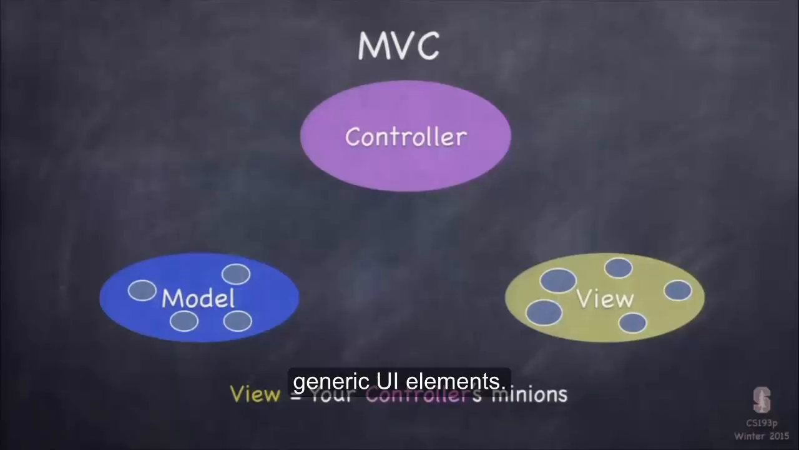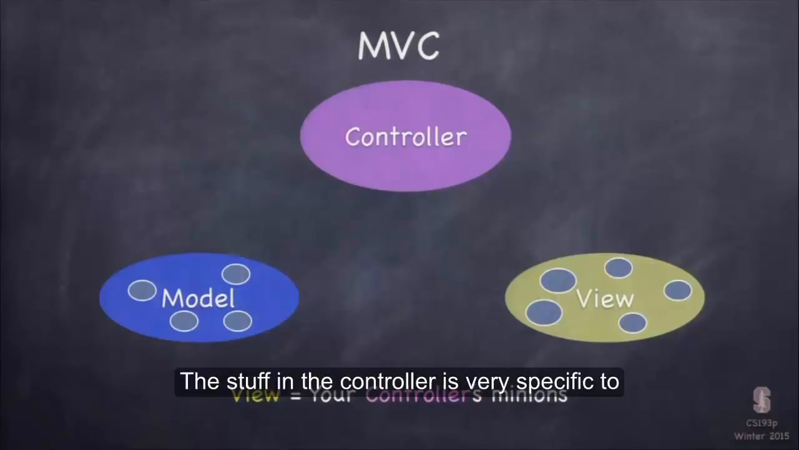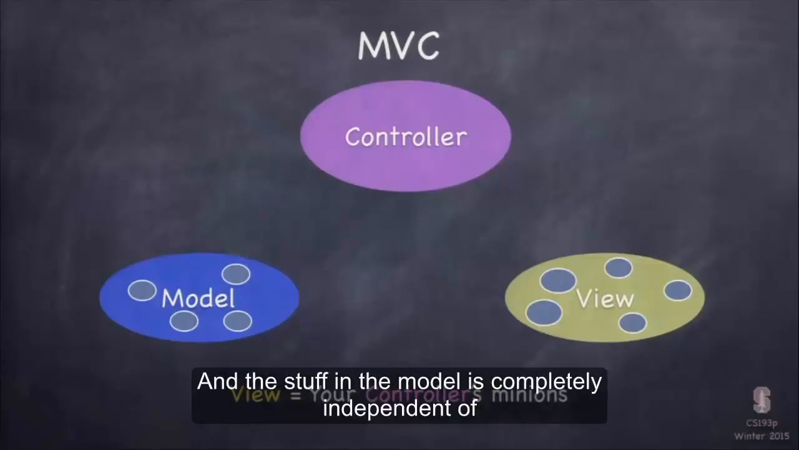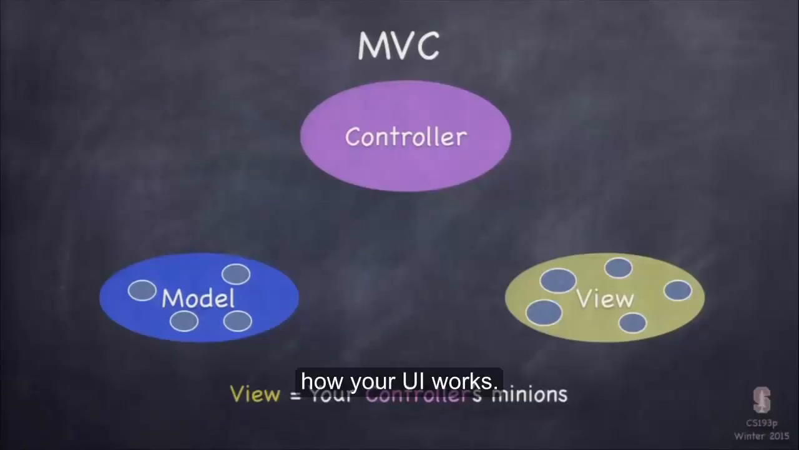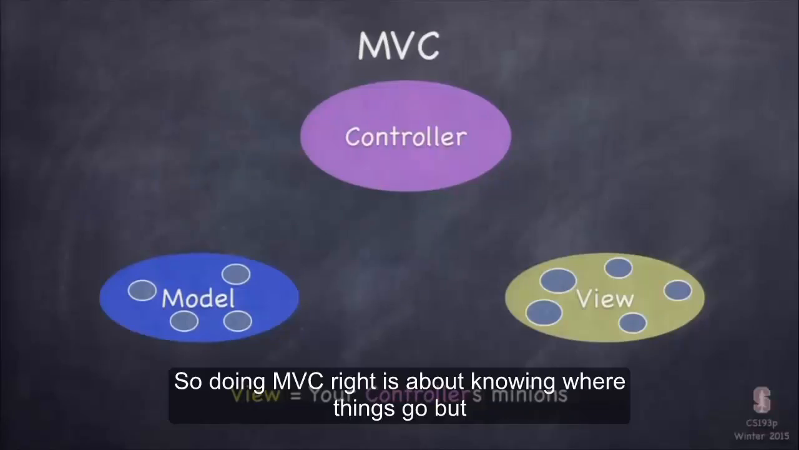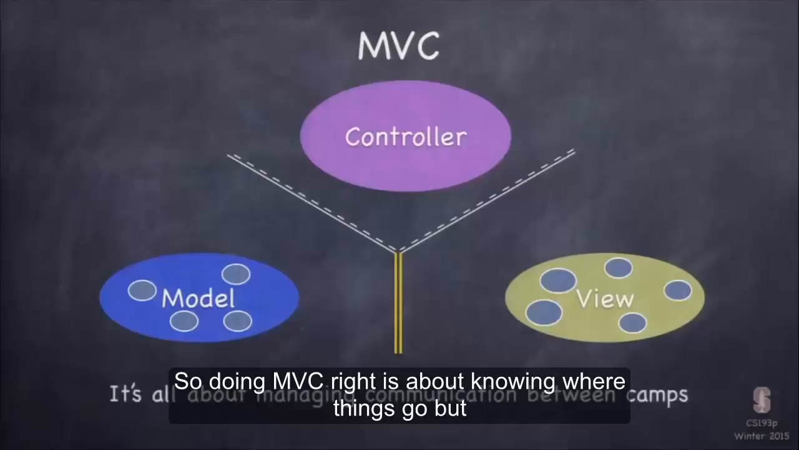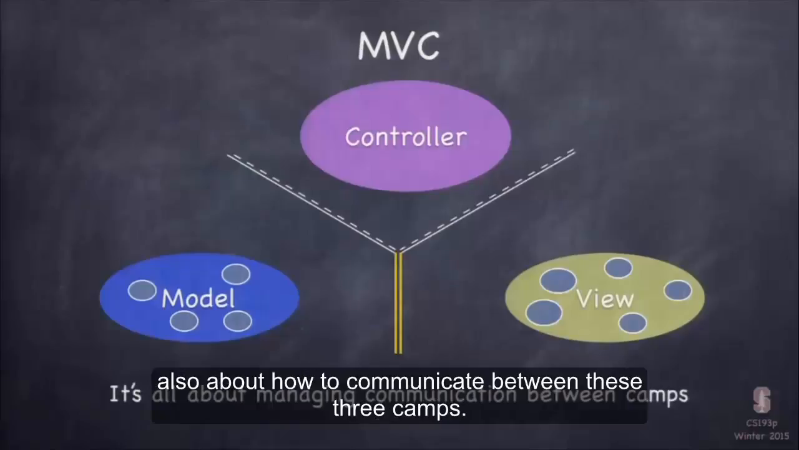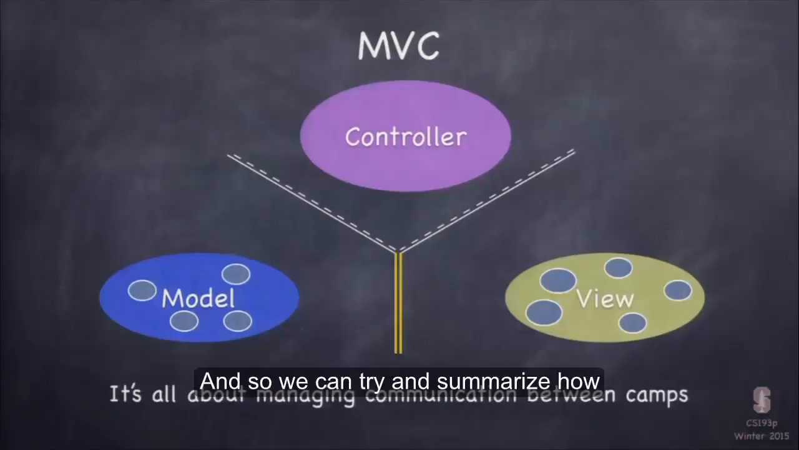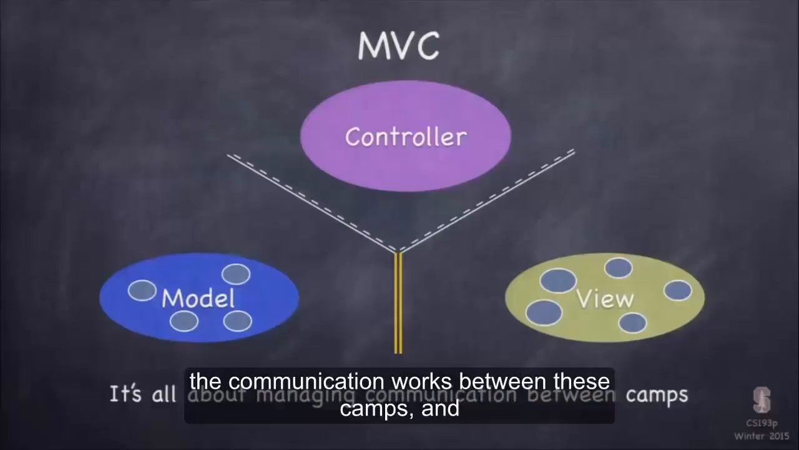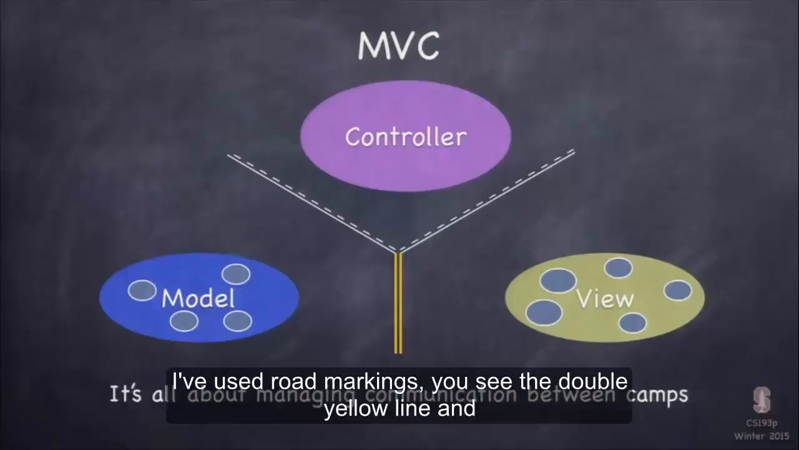Okay, generic UI elements. The stuff in the controller is very specific to how your UI works, and the stuff in the model is completely independent of how your UI works. Okay? So doing MVC right is about knowing where things go, but also about how to communicate between these 3 camps.